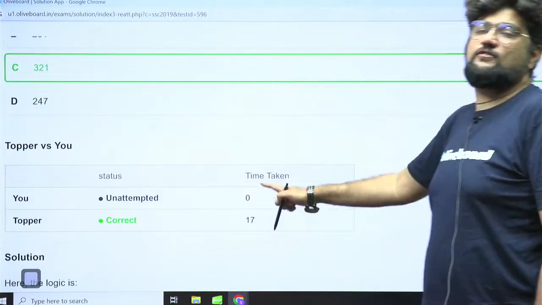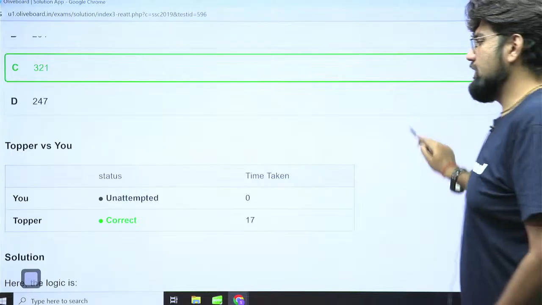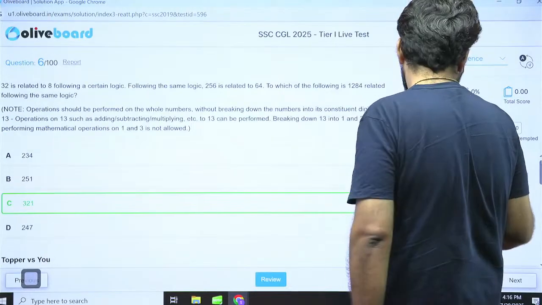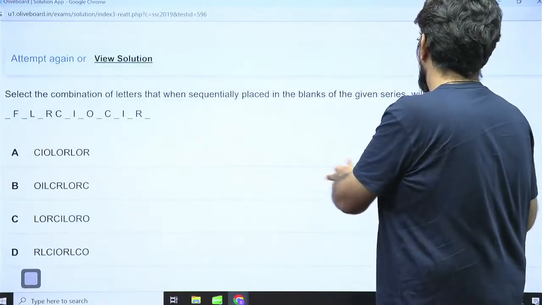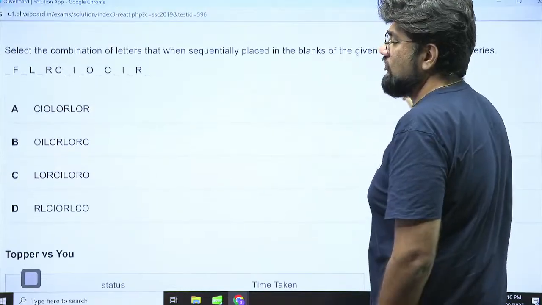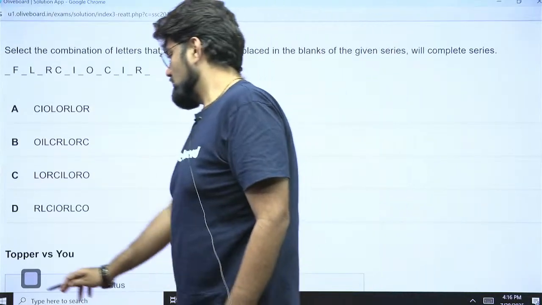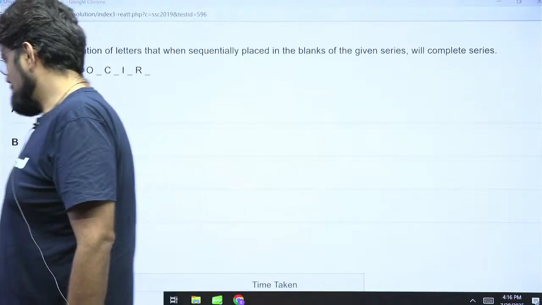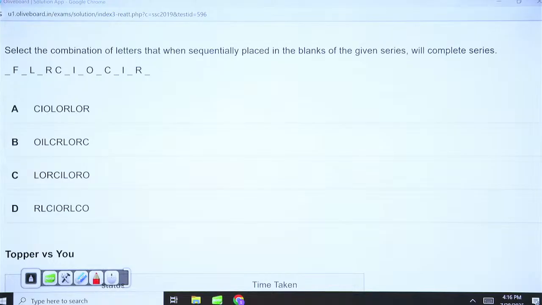17 seconds. This is what I am talking about. That's how quick you can be if you just get the correct essence of the question, that why this was asked. So how you can go about this is build this into your muscle memory. Just practice repeatedly in this format.